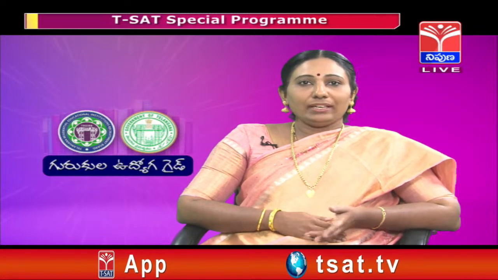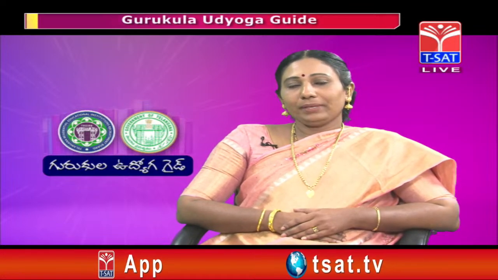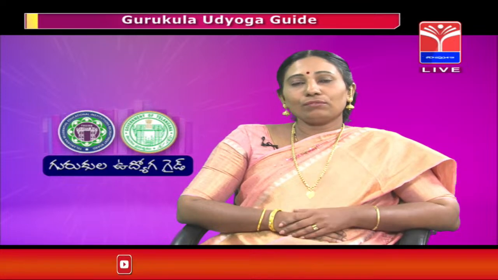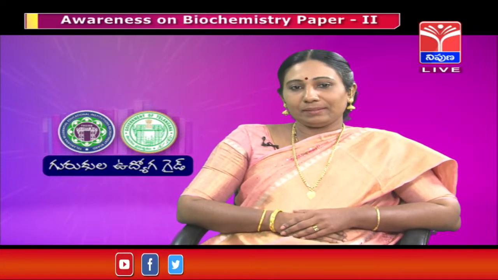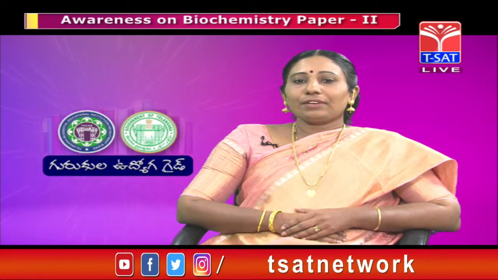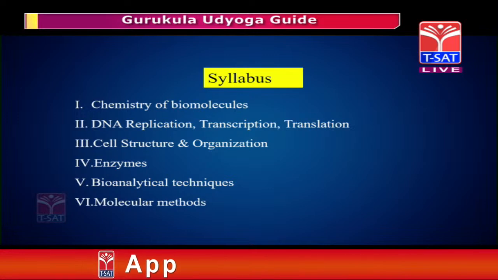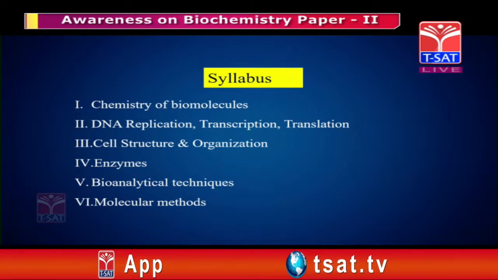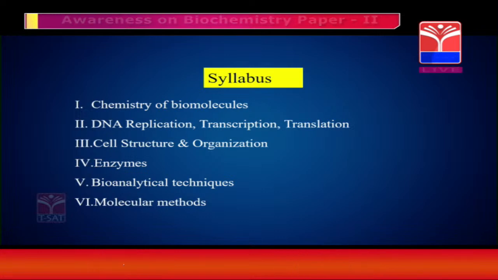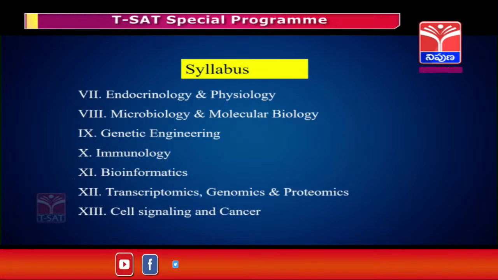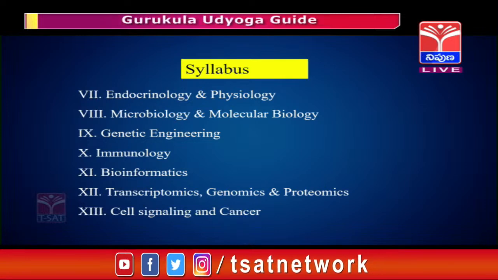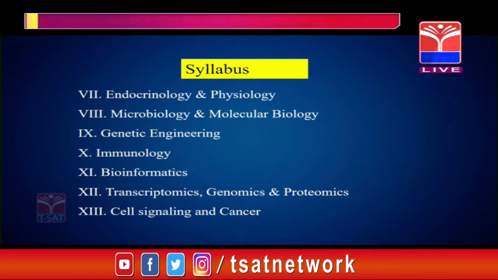So before we begin the discussion of each topic, let me first give an overview of what all topics we are going to discuss. So the unit 1 consists of chemistry of biomolecules. Then unit 2 has DNA replication, transcription, translation. Cell structure and organization is the unit 3. Enzymes, then bioanalytical techniques, then molecular methods, endocrinology and biophysiology, microbiology and molecular biology, genetic engineering.